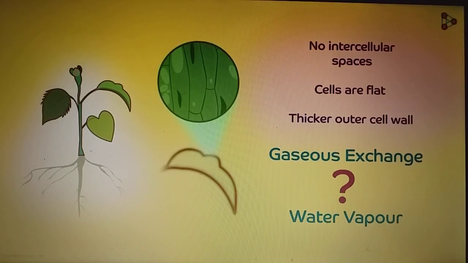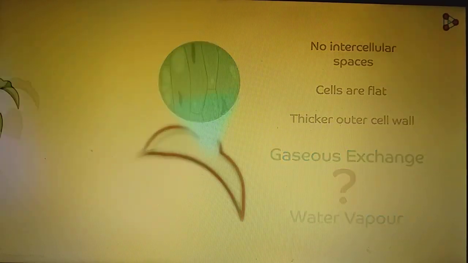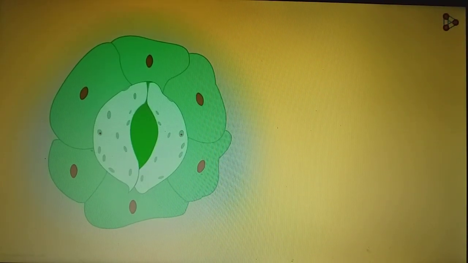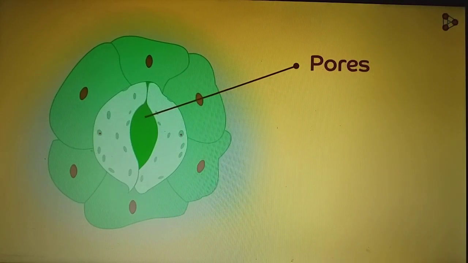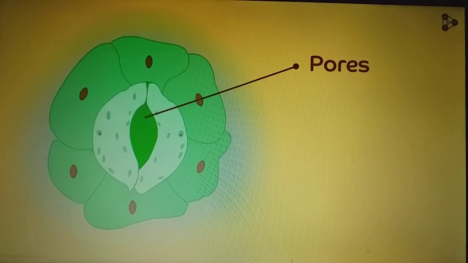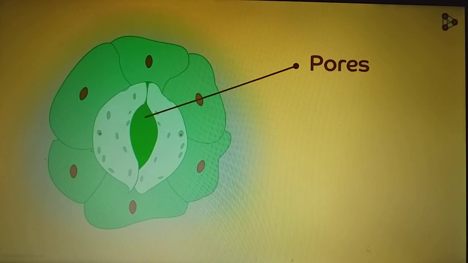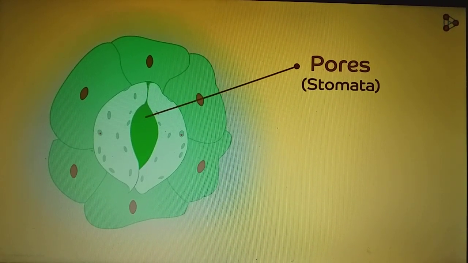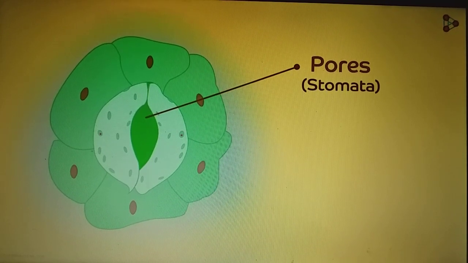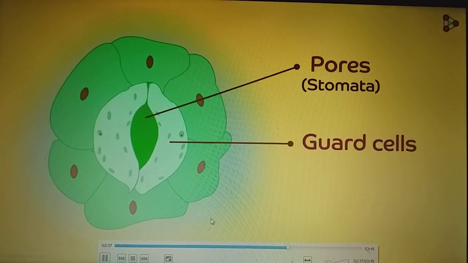Epidermal layer, especially in leaf, has pores, and these pores are known as stomata. These pores are guarded by kidney shaped guard cells. These guard cells regulate the exchange of gases and loss of water through stomata. See here, the kidney shaped structure is present here.